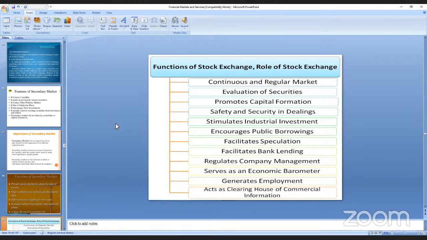Yes, ma'am. Next, what is evaluation of securities? Evaluating the shares, analyzing them, whether the rates will increase or decrease in the market, and whether in the coming days they will give more value or not.